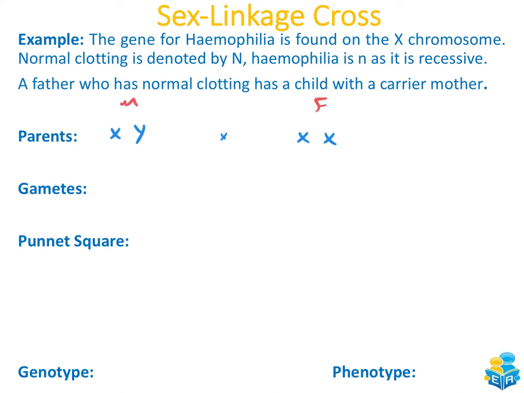So, the father has normal clotting. If he has normal clotting, that means he has a capital N on the X chromosome. The female is a carrier, so she carries the hemophilia gene, but it's recessive, so it's not going to be expressed. So the capital N is going to win out, but she does carry the small n. So our possible gametes, exact same as before.